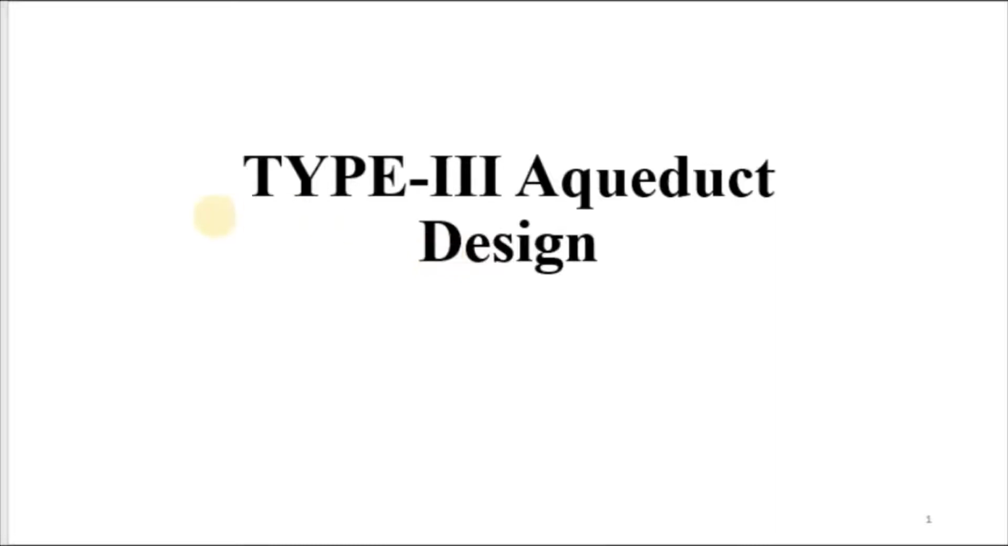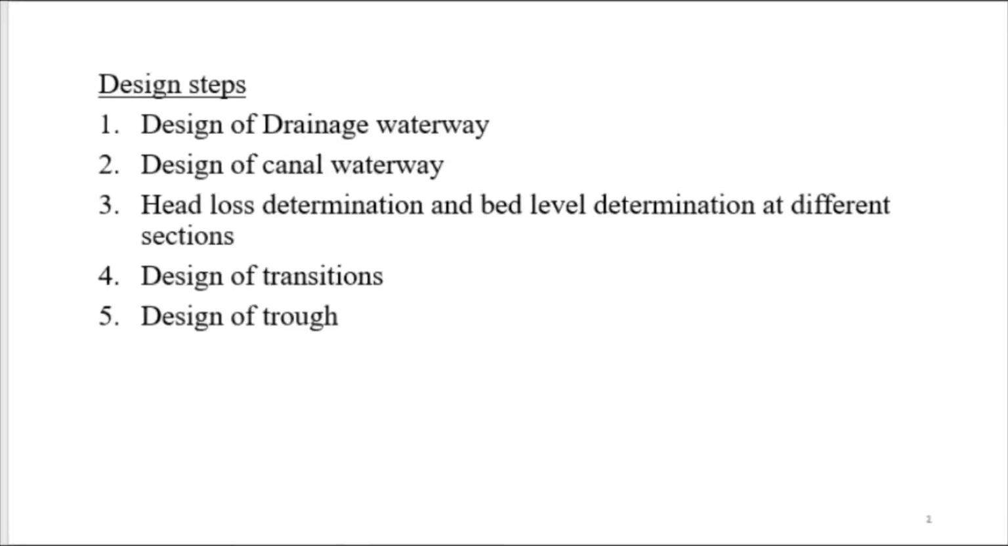So let's see what are the design steps. There are 5 steps mainly. First one is the design of drainage waterway, then design of canal waterway, then the head loss determination and bed level determination at different sections, design of transitions, and design of the trough. In the first case, design of drainage waterway, we have to fix what will be the width of the natural drainage. If the natural drainage width is given, we can take that, but sometimes the discharge will be given. From the discharge, how will we attain the width of natural drainage?